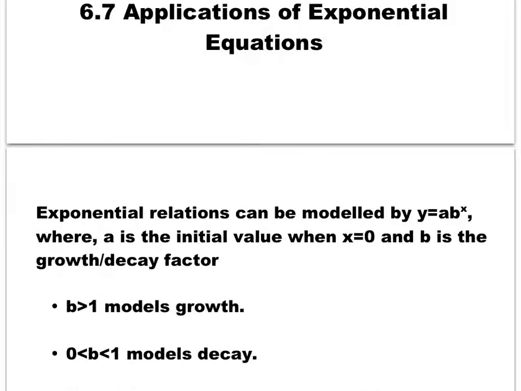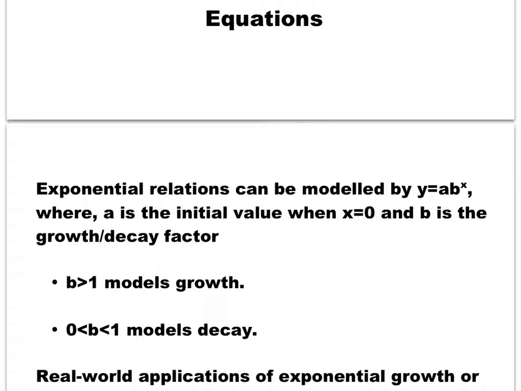First, we are going to define an exponential equation to be of the form y equals a b exponent x. In this case, when x is equal to 0, then you get y is equal to a b exponent 0. Remember that any number exponent 0 is 1, so you get a. A is the initial value, or as you recall, the y-intercept.